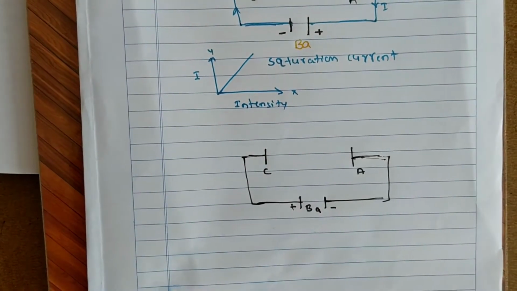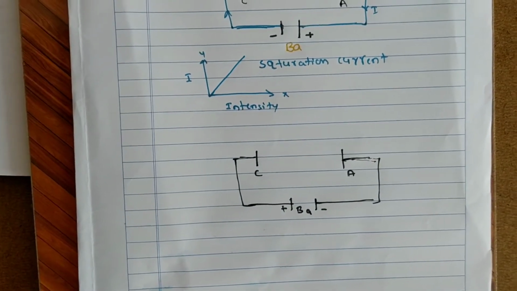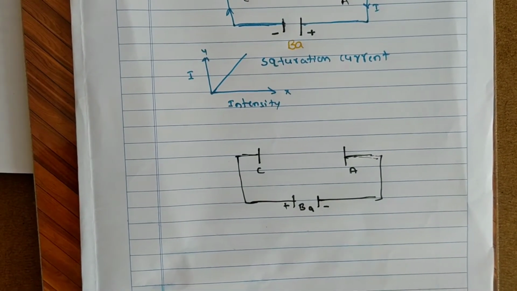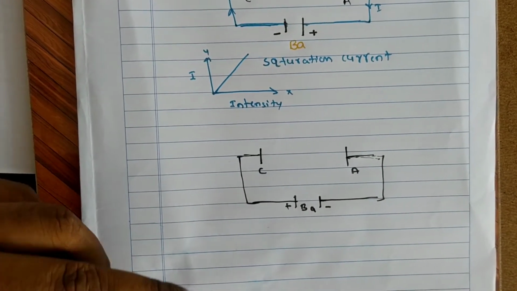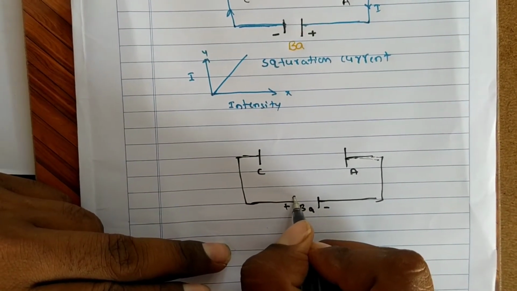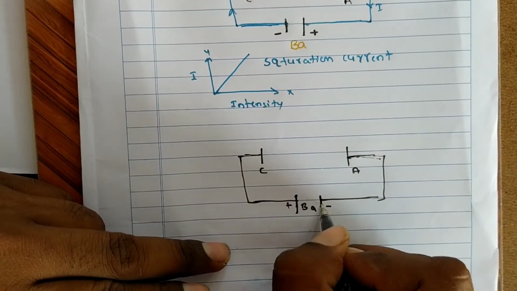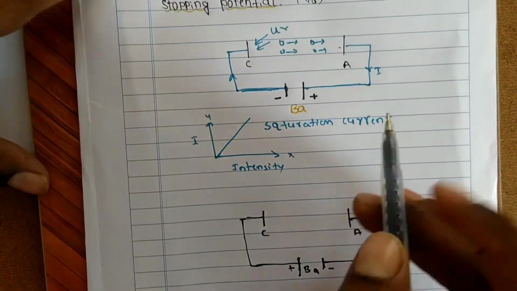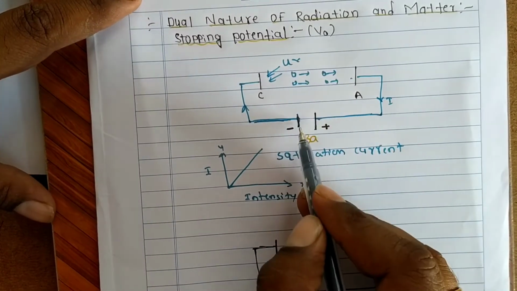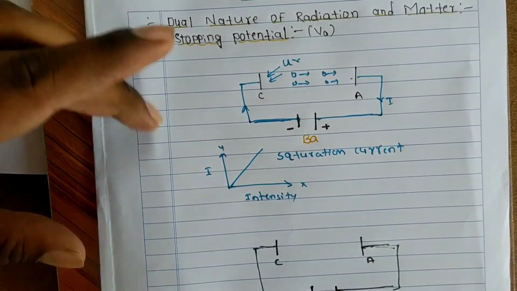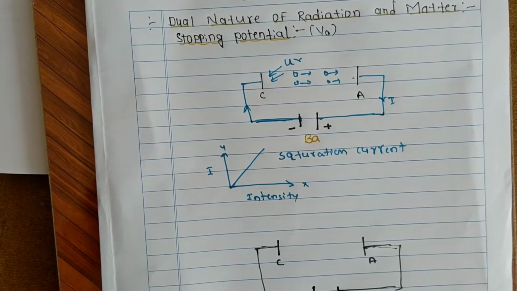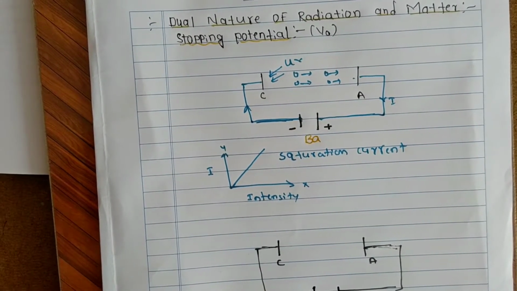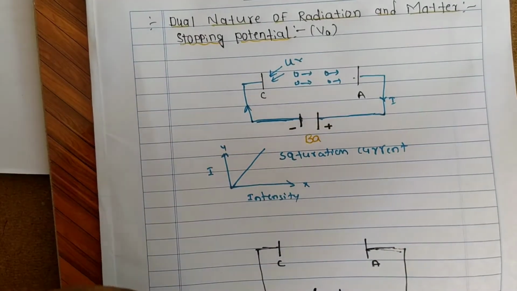Here in this diagram we reverse the polarity of the battery. This one is the positive and this one is the negative. But in the first diagram, the positive is connected to the anode and the negative to the cathode. At that time the photoelectric effect takes place, and the current increases when you increase the intensity of UV radiation.